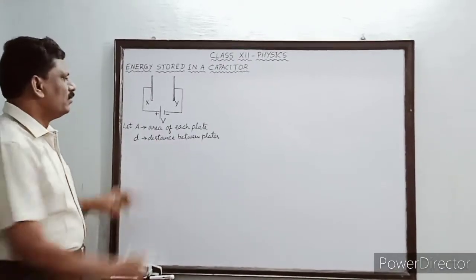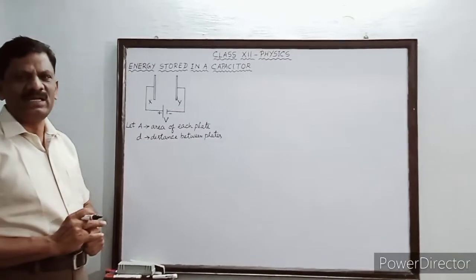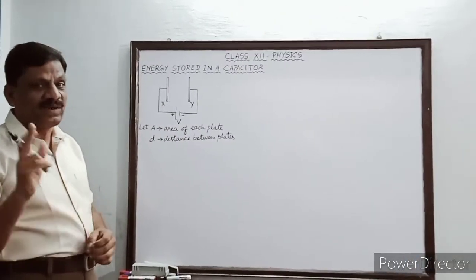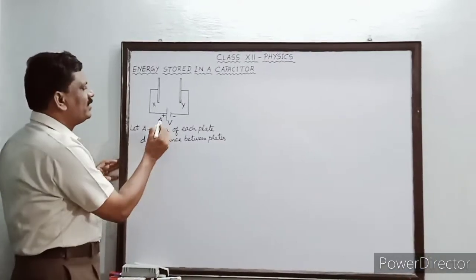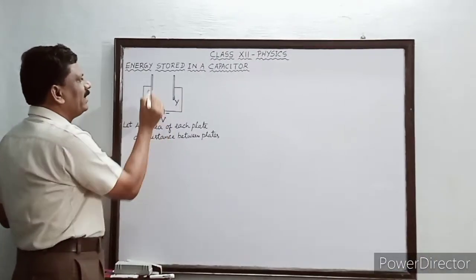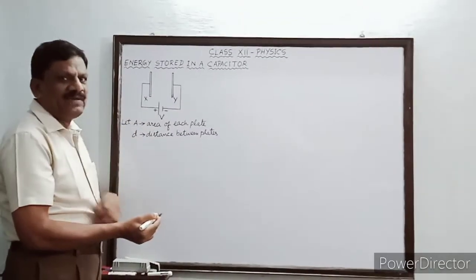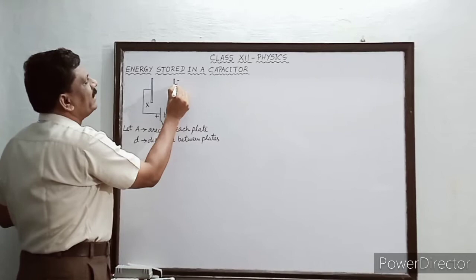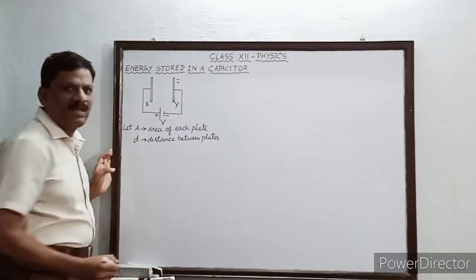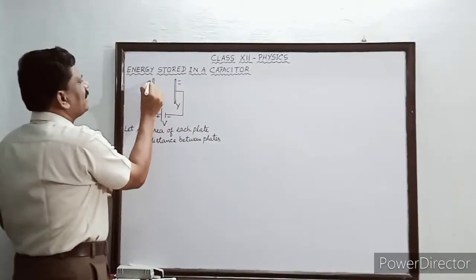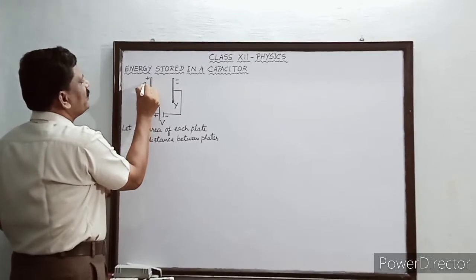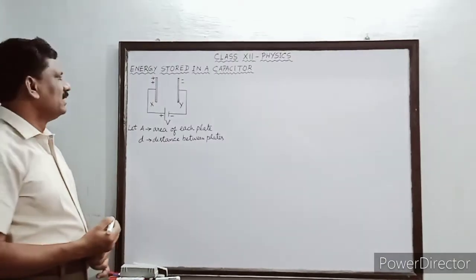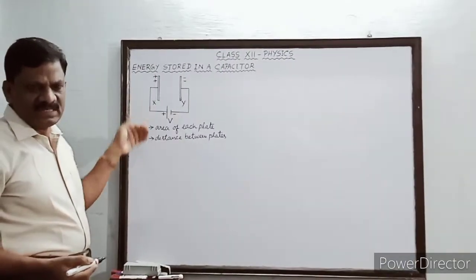Okay. The moment we connect a battery or a cell across the two plates of a parallel plate capacitor, what will happen? The positive potential of the battery will pull out some of the negatively charged electrons from plate X and it will store them on plate Y. As a result, plate X will gain a positive charge and plate Y will gain a negative charge. And this process will go on stage by stage.